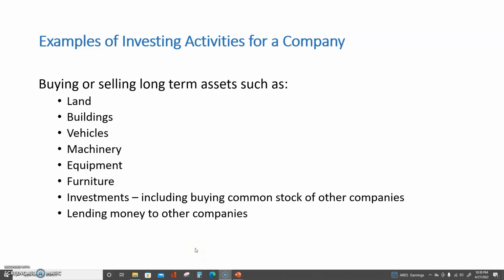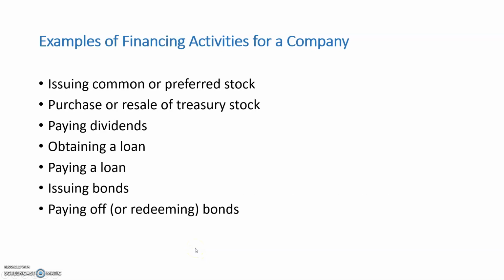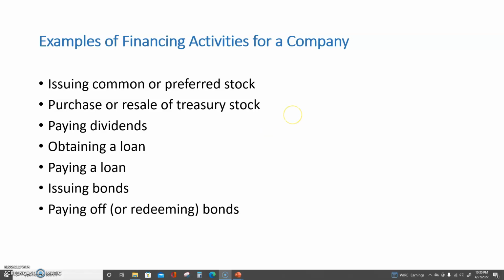Finally, let's look at financing activities. Examples of financing activities for a company include issuing common or preferred stock. We've talked about these before in previous sections. Purchase or resale of treasury stock. Remember, treasury stock is when a company buys their own stock back, holds it for a while, and then resells it. Paying dividends is a financing activity.